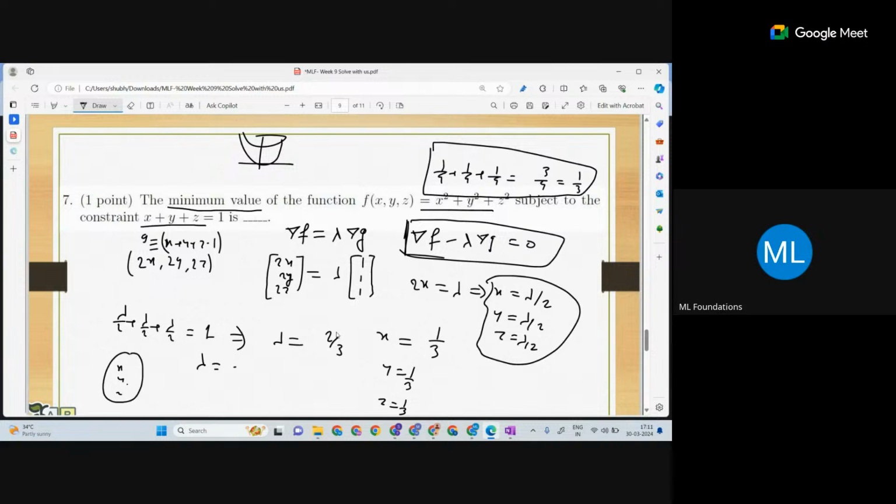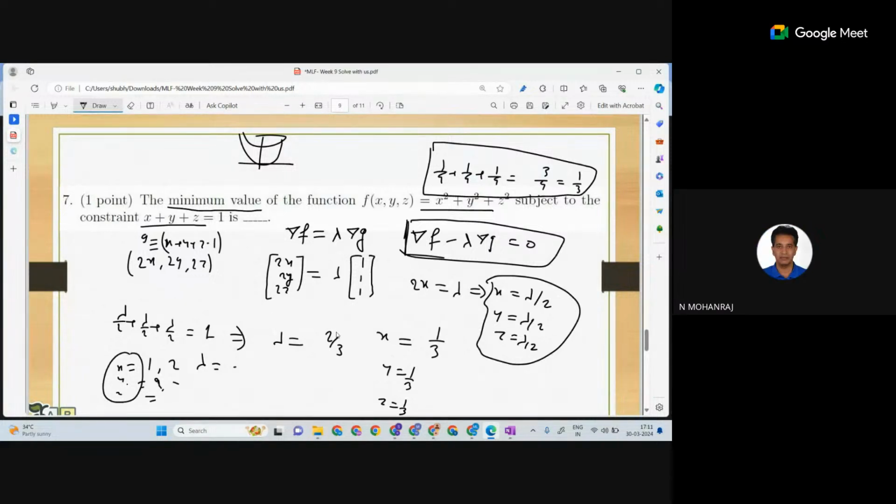But if the question asks for the maximum value, then whatever values you get for x, y, z, you'll get two sets of values, say 1, 2, 3, and 2, something. One will help you find the maximum, and one will help you find the minimum.